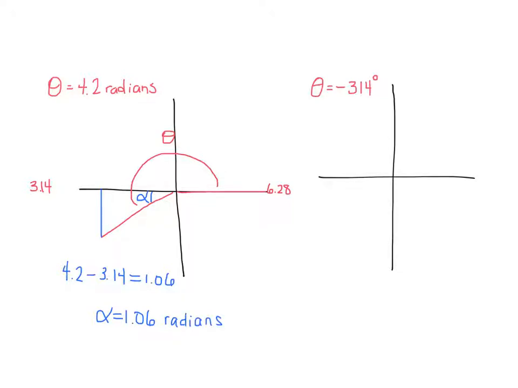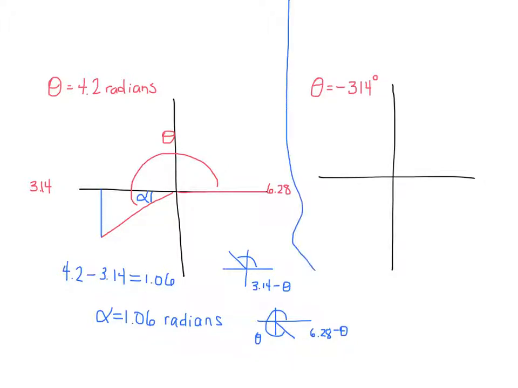Now we won't always be subtracting. If alpha had ended up in the second quadrant, I'd end up doing 3.14 minus theta in order to find alpha. And if alpha had been in the fourth quadrant and theta had been like that, I would have had to subtract from 360 to get alpha. So you have to look at the picture to figure out what to do. Ooh, scratch that. I said 360, but I meant to say 2 pi or 6.28 because I'm working in radians. But that's a good transition. Let's go to degrees now.